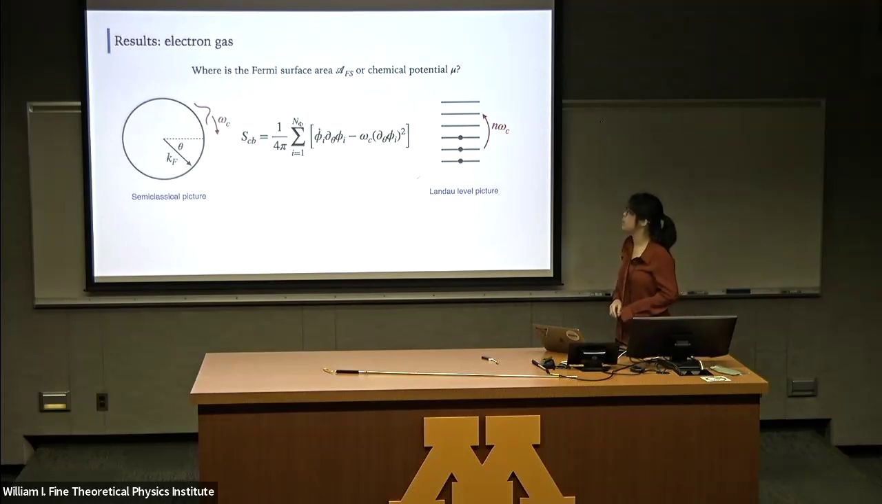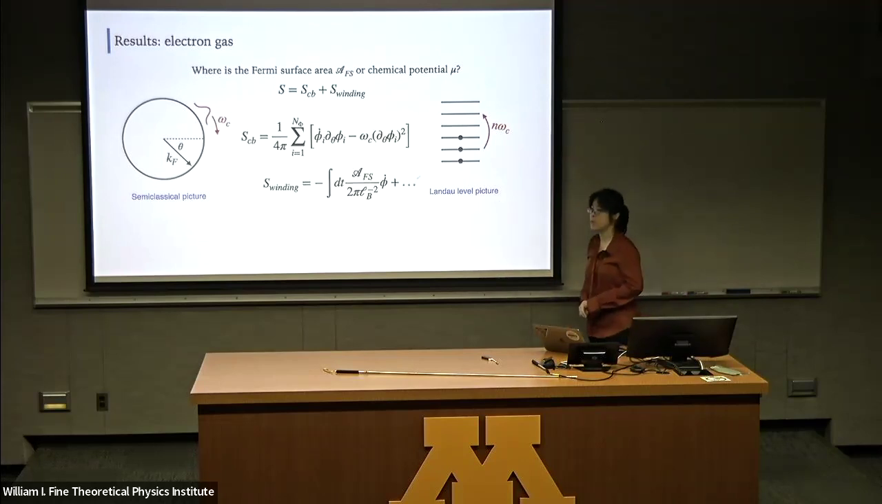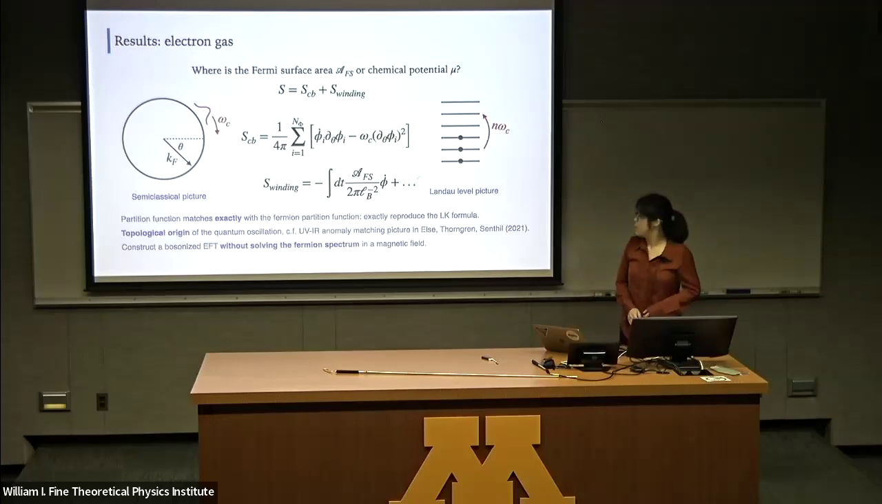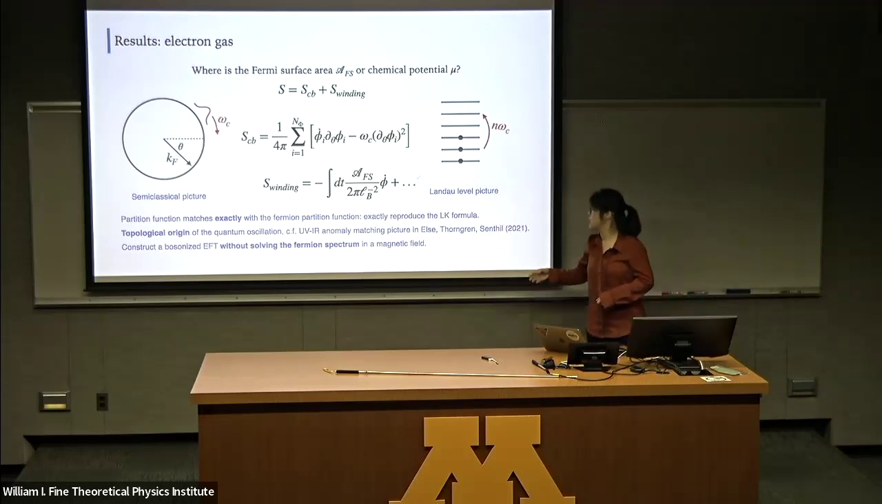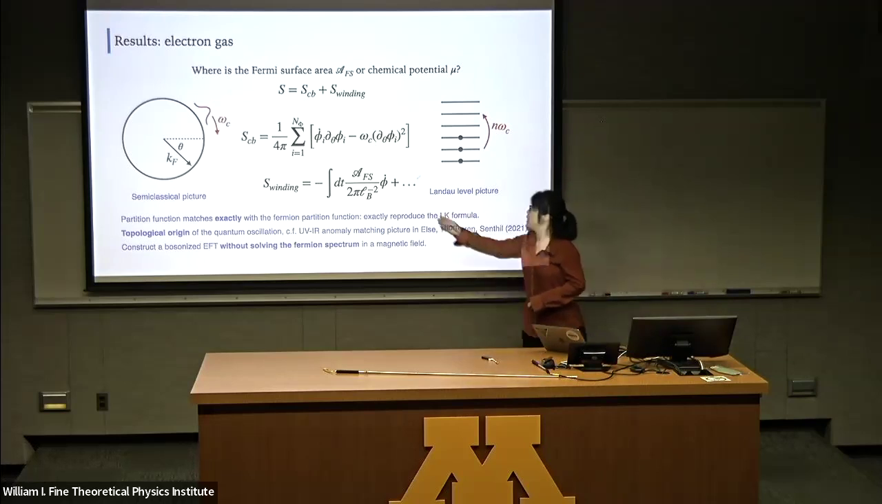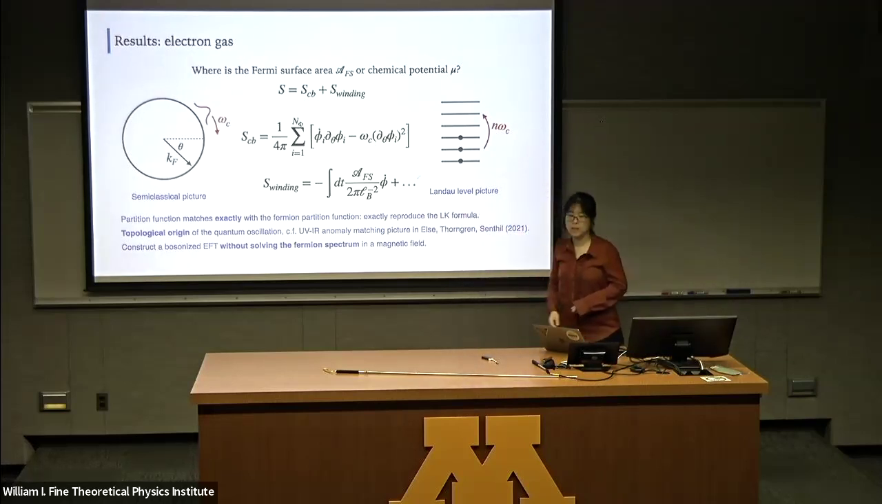However, we know that in this problem we should see the Fermi surface area somewhere. So in addition to this chiral boson term, there is an additional winding term in the action, and this winding term encodes a Berry phase term, and it encodes the area of the Fermi surface. Then we can solve this problem and find that for the 2D electron gas, it matches exactly with the Lifshitz-Kosevich formula for quantum oscillations. It also shows the topological origin of the quantum oscillation as a Berry phase term in the effective action.